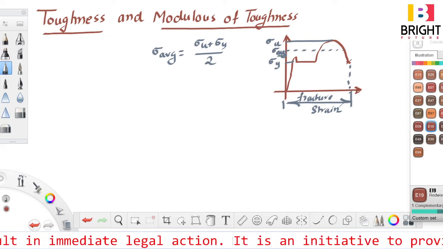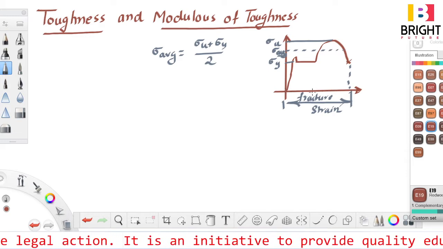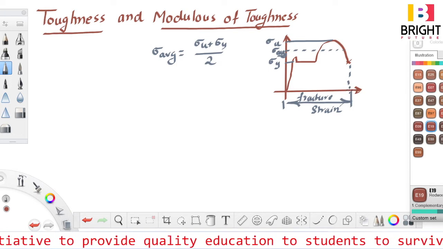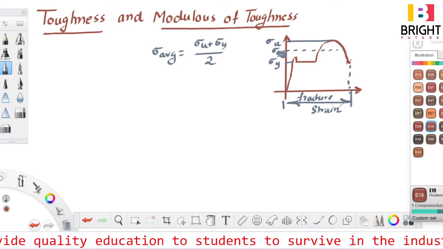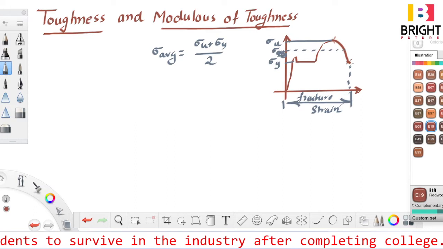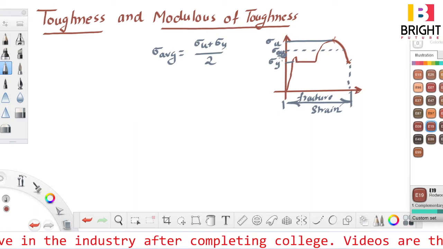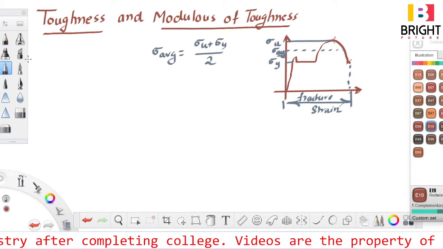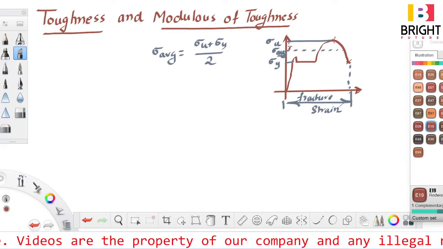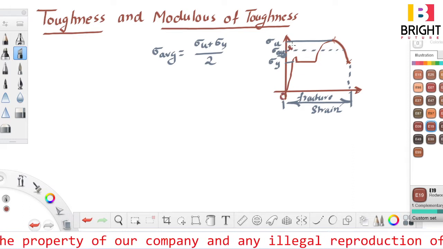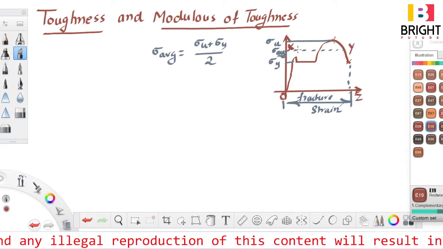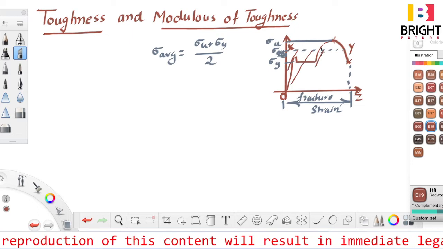The energy stored by a material per unit volume up to the fracture point is known as the modulus of toughness. When we say per unit volume, then it is modulus of toughness. Now this is the ultimate stress point, this one is the fracture point, and this one is the yield stress. I calculated the average and consider it as a rectangle, like x, o, and this is x, and this is y, and this is z. So this completely looks like a rectangle.